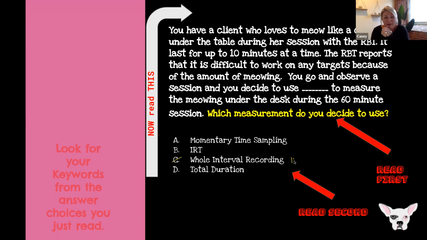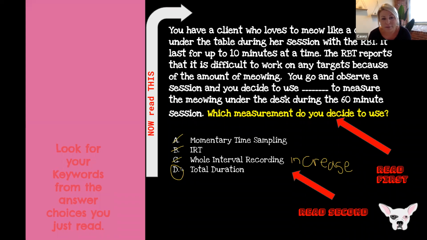So I'd cross those off. And we're not looking at the time between the meowing, right? We are looking at whether it lasts for up to 10 minutes at a time, and I want to see in that 60-minute session how often they're meowing. You always want to ask yourself, what would the data, if I took it this way, look like? What would it tell the teacher or tell me?